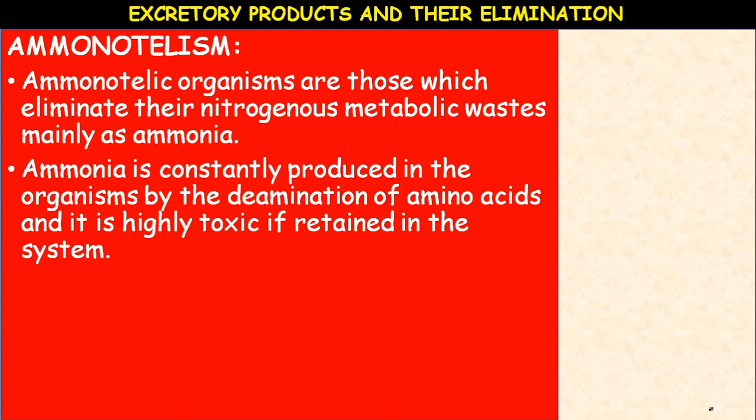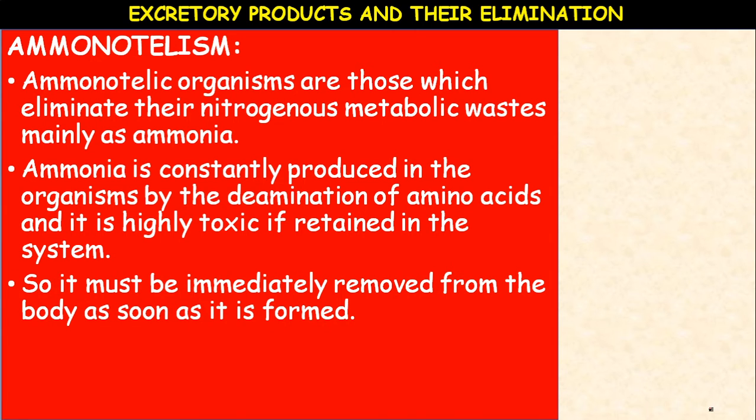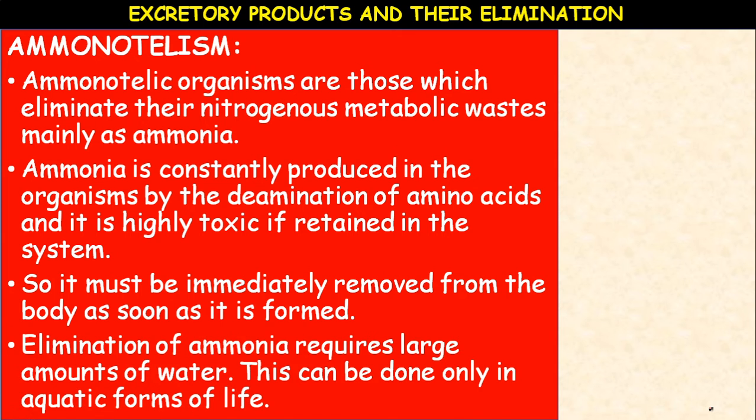Ammonia is constantly produced in the organisms by the deamination of amino acids, and it is very highly toxic if retained in the body. So it must be immediately removed from the body as soon as it is formed. So the elimination of ammonia requires large amounts of water. This can be done only in the aquatic forms of life.